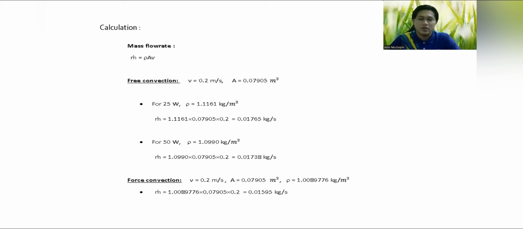That's for free convection. For forced convection, we also use the same velocity and area, but we use ρ equal to 1.0089776 kilogram per meter cube, and we got m equal to 0.01595 kilogram per second.